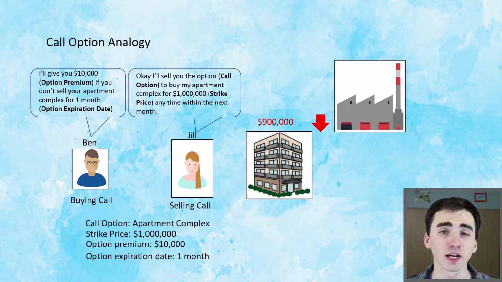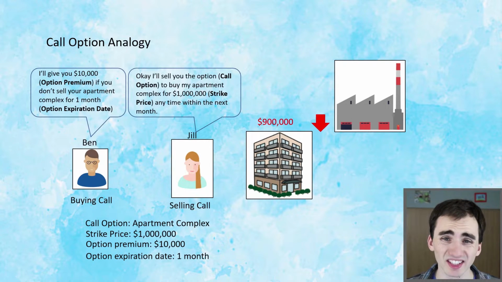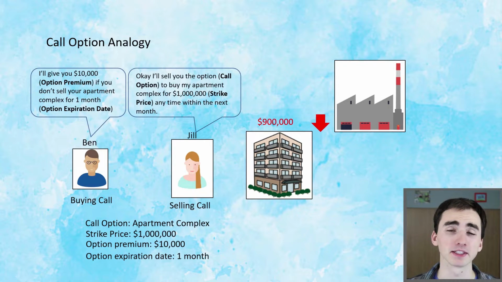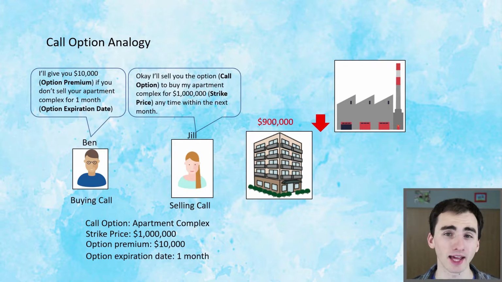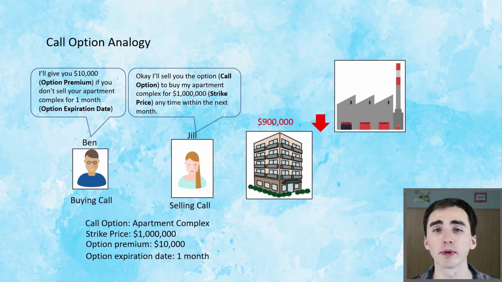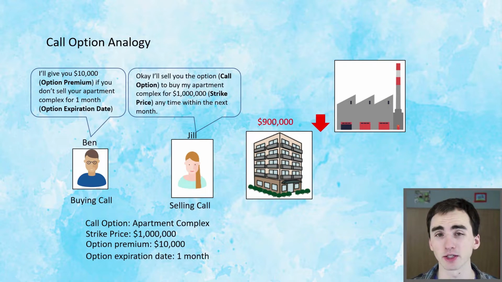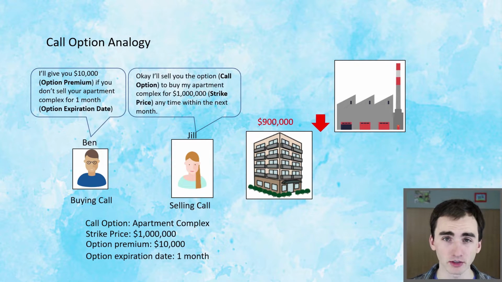And then on the flip side, if the factory decided to get built, decreasing the value of the apartment complex, Ben probably wouldn't decide to exercise his option to buy it at $1 million because the value of the apartment complex is now $900,000. And if he chose to buy it at $1 million, he would be overpaying. So instead of using his call option, he could then just say, well, I'd rather buy it for the face value and not use this contract that we signed.